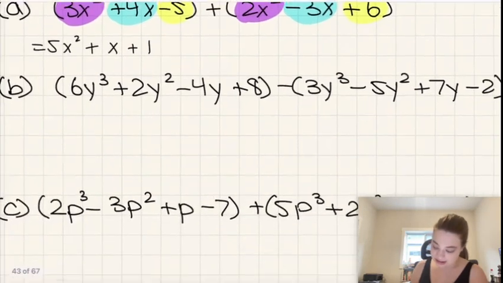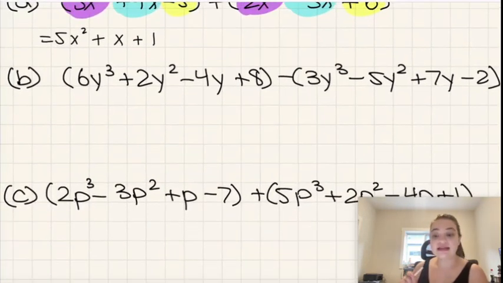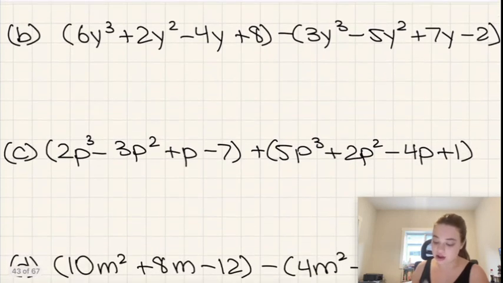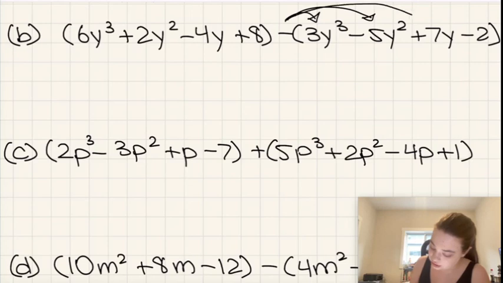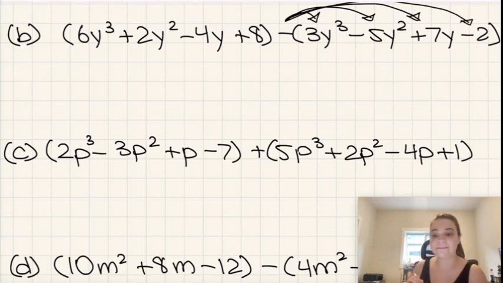Okay, let's try this next one here. This next one is a little bit different because it's subtracting. So the main thing to keep in mind when subtracting polynomials is that we have to distribute the negative sign through every single thing in our bracket. So this negative sign must be distributed to this 3y cubed. It must be distributed to this negative 5y squared. It must be distributed to 7y. And it must be distributed to negative 2, like that.